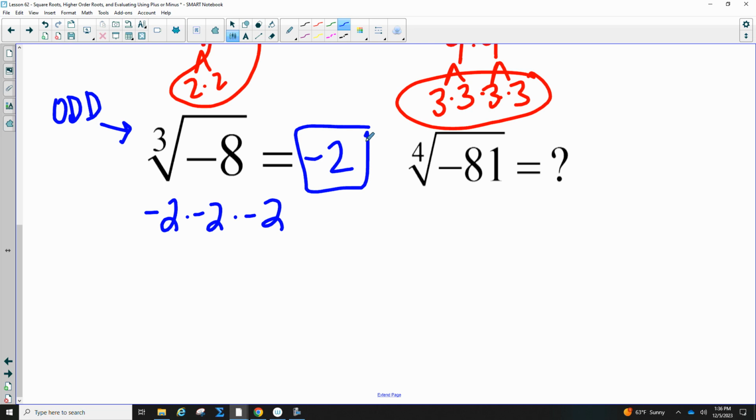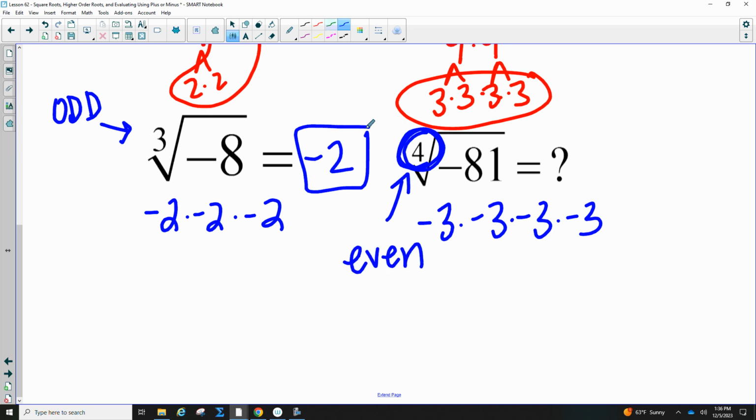Now for this one, what is negative 3 times negative 3 times negative 3 times negative 3? It's positive 81. Is there any way to have the same number repeated 4 times and get negative 81? No. You can never, ever, ever do an even index when there is a negative under the house. There's no way to get that. Yes, it is i. We will get to that in Algebra 2. For now, just nope, all right? No can do. Yeah, not possible. They probably won't give you one, I don't think.